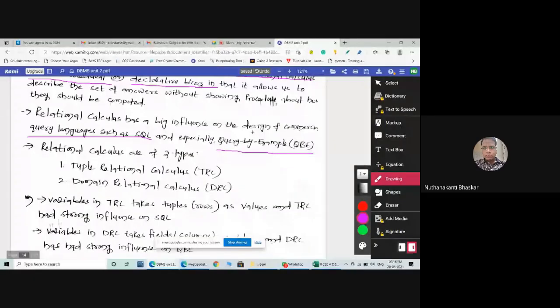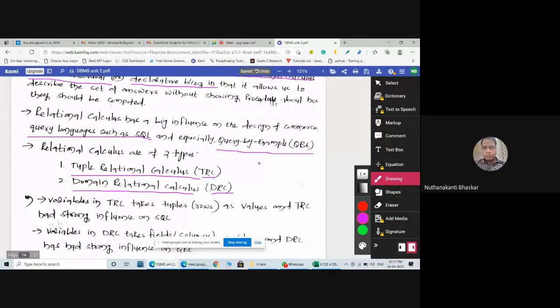Relational calculus is again classified into two types. One is tuple relational calculus, another is domain relational calculus, TRC and DRC. I think everyone knows tuple. What is the meaning of tuple? Rows. Rows.